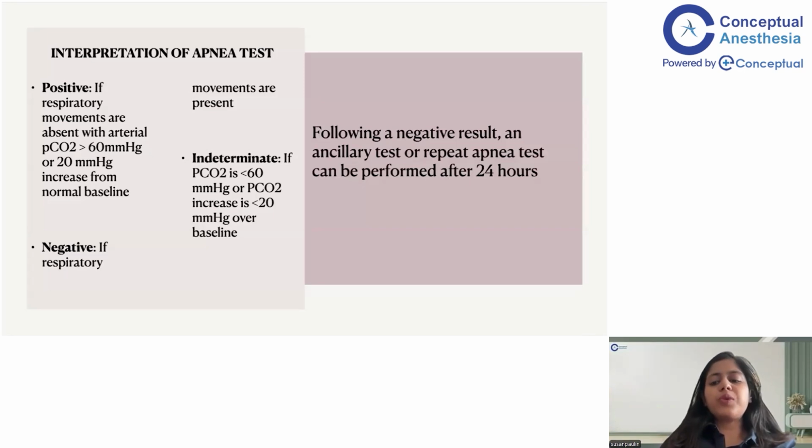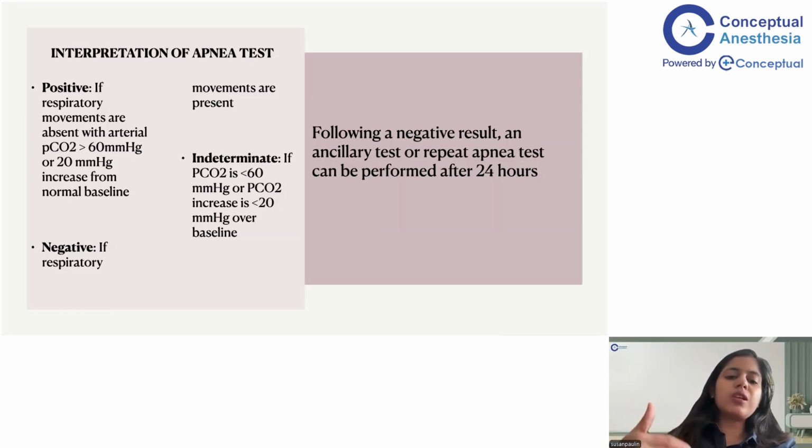So how do we interpret the results of the apnea test? The test will be considered positive if the respiratory movements are absent after reaching a PCO2 of more than 60 mmHg or a 20 mmHg increase from the normal baseline. That means you have achieved apnea and hypercarbia and your brainstem has not responded to it by producing respiratory movements. The test is considered negative if respiratory movements are present. That means you have a functional brainstem.